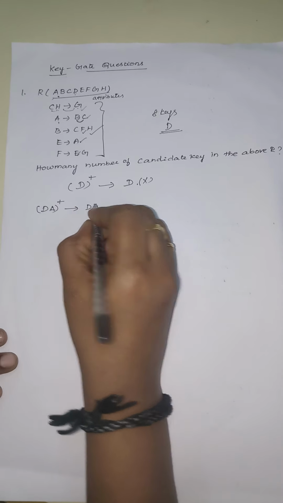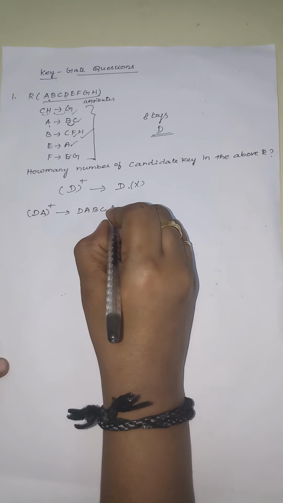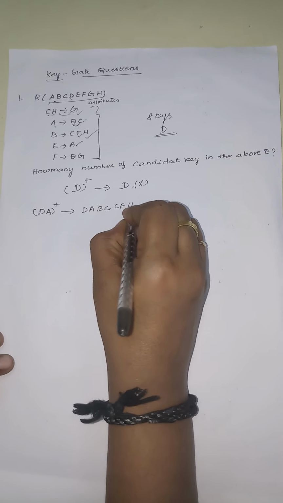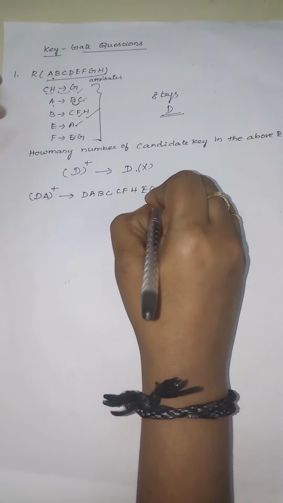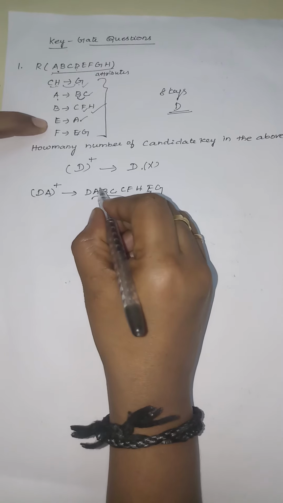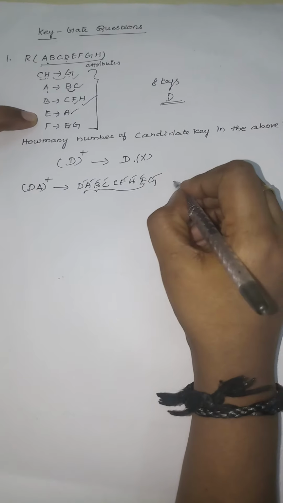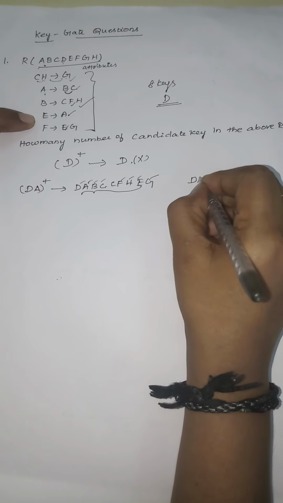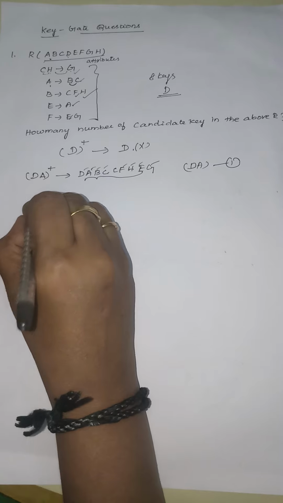So DA. Next, A identifies BC. Then B identifies C, F, H and F identifies E, G. Then E identifies A. So all the attributes will be coming: A, B, C, D, E, F, G, H. So DA is a candidate key. Right. Next I have to check DB.